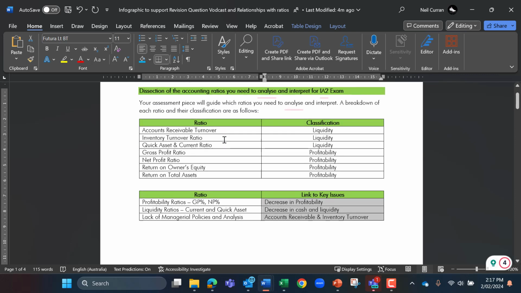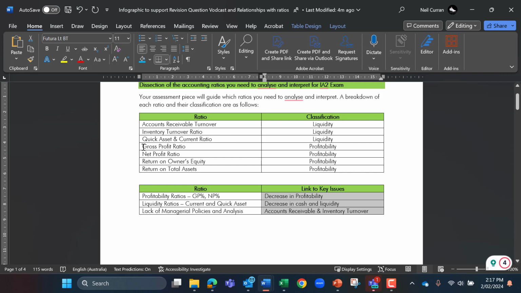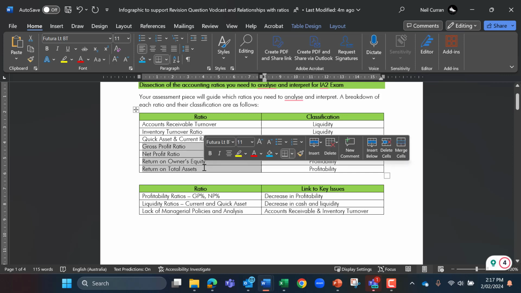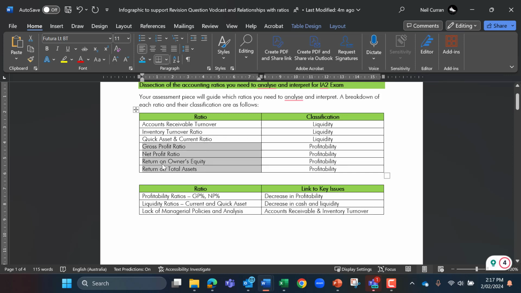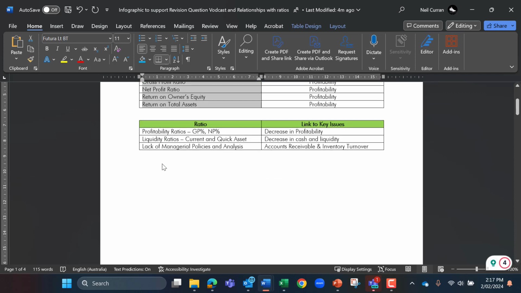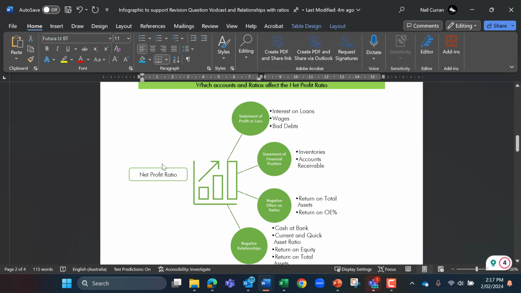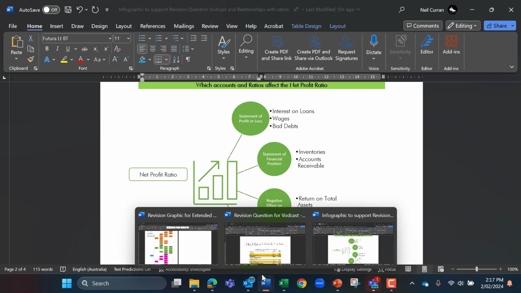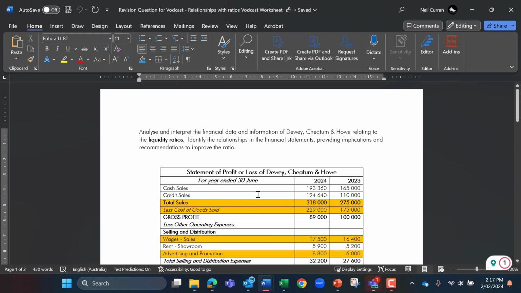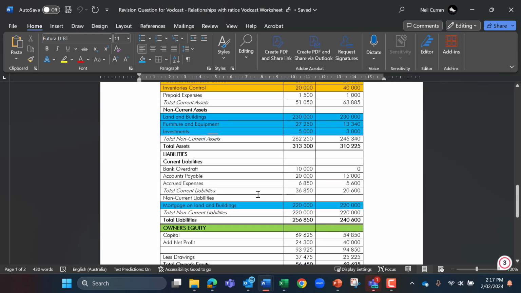For today's podcast, we are looking at the profitability ratios, that being the gross profit, net profit, return on owner's equity and return on total assets. Now, in saying that, what I've got in here is an infographic on which accounts and ratios affect the net profit ratio, and I also have here, which I'll be flipping between the screens, a statement of profit or loss and a statement of financial position.